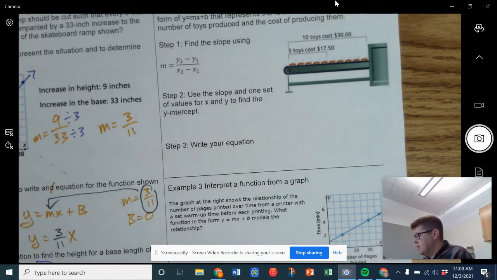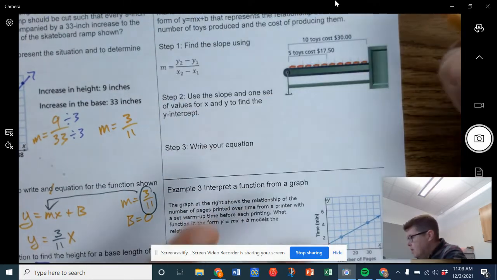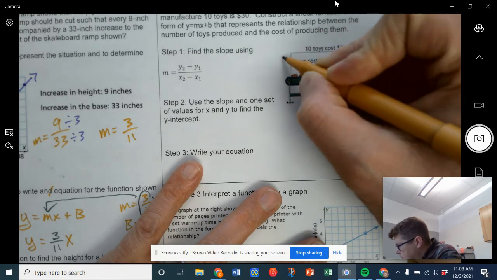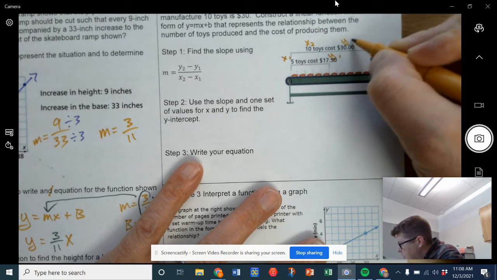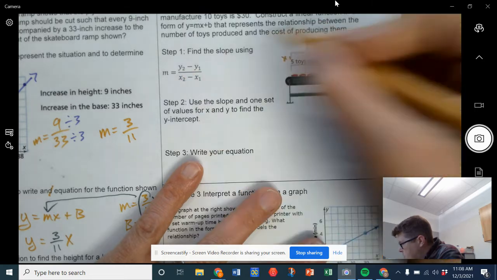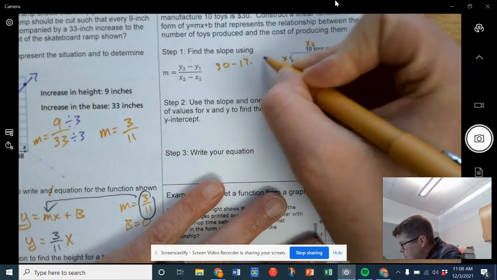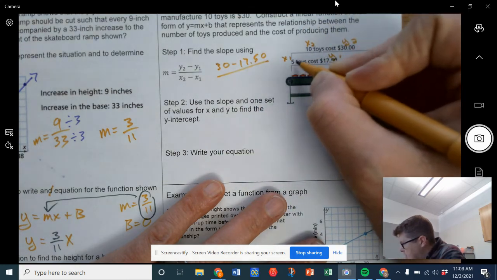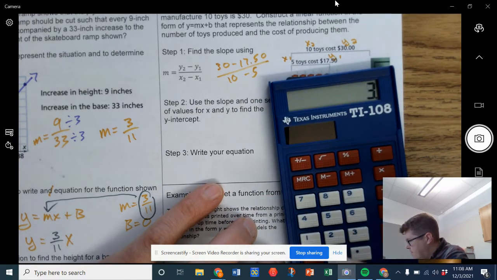So the idea here is that we are going to use our slope formula. We have our 2 points right here. This is our first point, x1 and y1, and this is our second point, x2 and y2. So we're going to say y2 minus y1, so 30 minus 17.50, divided by x2 of 10 minus x1 of 5, so 10 minus 5. Let's use a calculator. 30 minus 17.50.